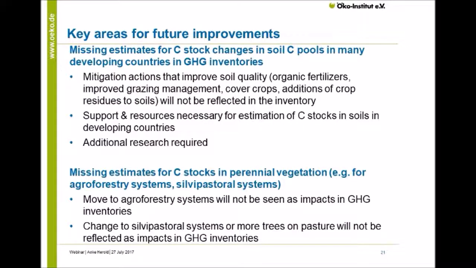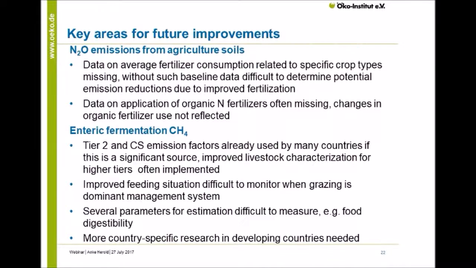Another area we found is also missing is carbon stocks in perennial vegetation on croplands. So often mitigation actions include agroforestry systems, but these perennial above ground biomass is often not yet represented in the greenhouse gas inventories. So the changes to those systems, so additional trees, for example, on pastures or in plantations, would not be reflected as impacts in the greenhouse gas inventories.